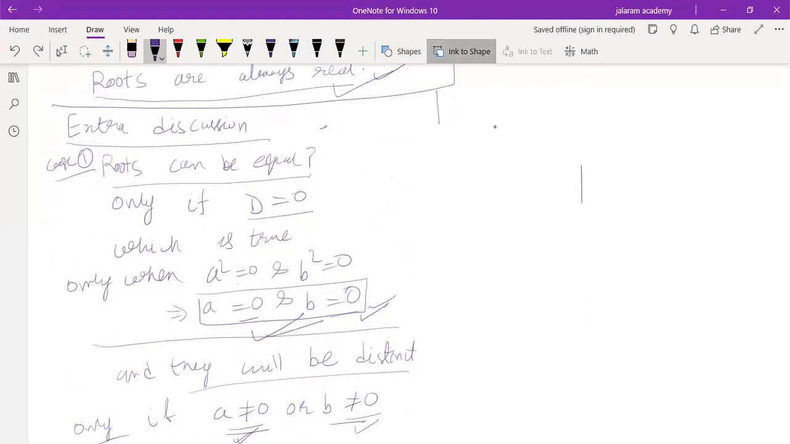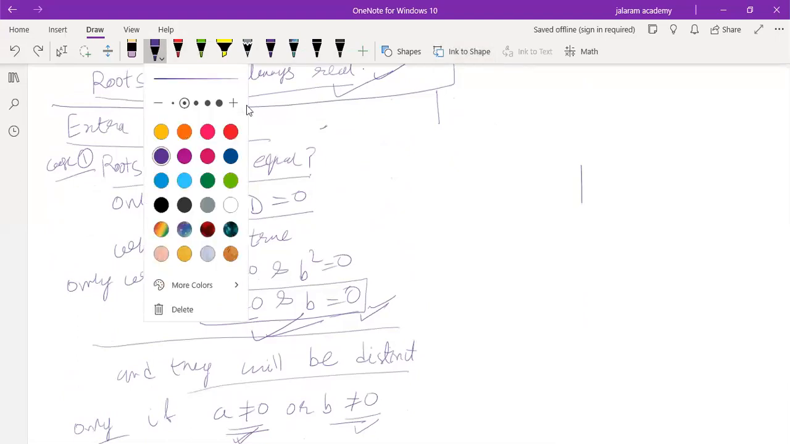Now I think you all must have understood the meaning of nature of roots of a quadratic equation after this discussion.